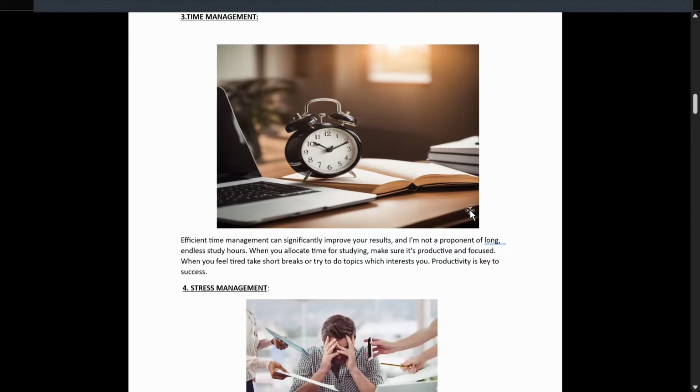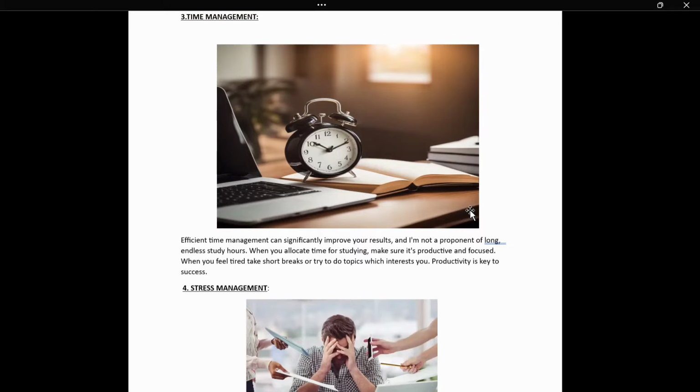Then what is the next point? The next point is your time management, and it is very, very important. Efficient time management can significantly improve your results. Now, I am not a big believer that you should start in the morning and study late into the night, and your productivity is zero. I will always prefer a student who has nicely allocated time for studying, and is more productive and more focused, right? Okay, so please also manage your time well.